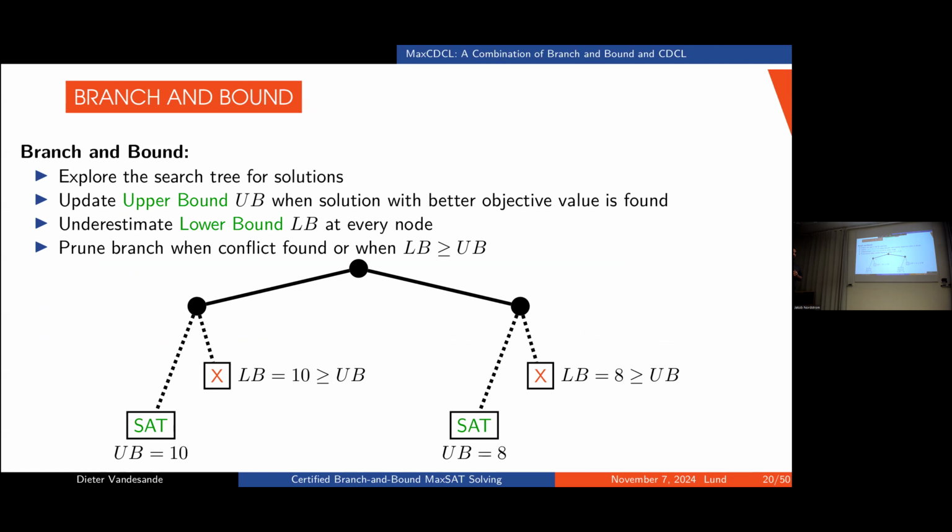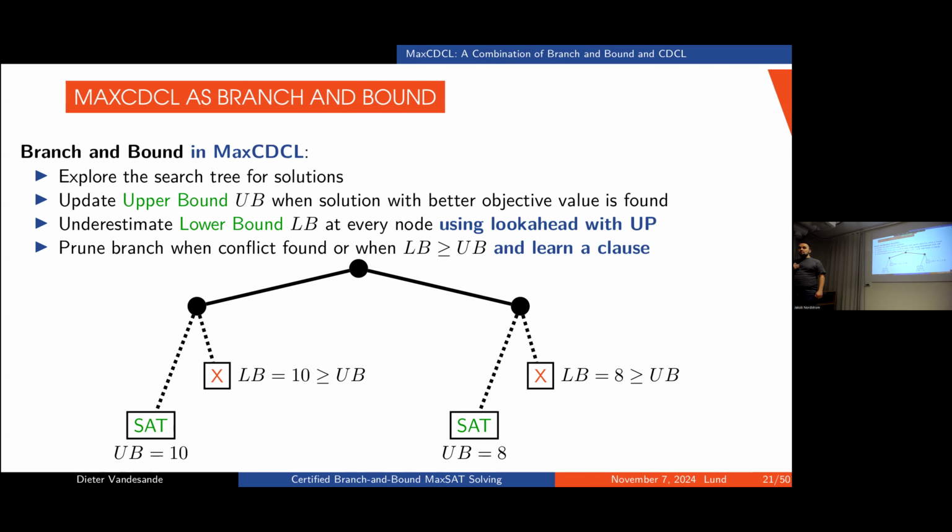So MaxCDCL, as we have seen yesterday, is a branch and bound solver where you create a search tree for solutions. Every time you find a solution, you update an upper bound. And in every node, you check the lower bound of the objective value at the current partial assignment. If either the current partial assignment is a conflict, so it is falsifying a clause, or the lower bound is greater than or equal to the upper bound, you have to backtrack.